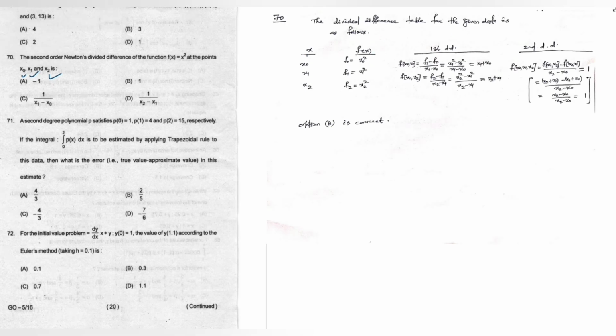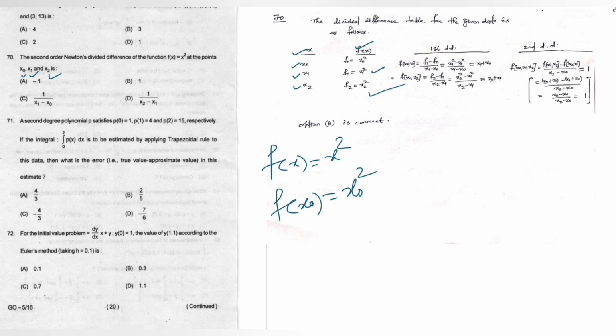So as usual, we write the x values vertically. So here the x values are x0, x1 and x2. Then we write the corresponding function values here. f0 means f of x0. So you know that f of x is given, it is x square. So f of x0 is x0 square. Similarly, f of x1 is x1 square. So f of x2 means f2, which is x2 square.